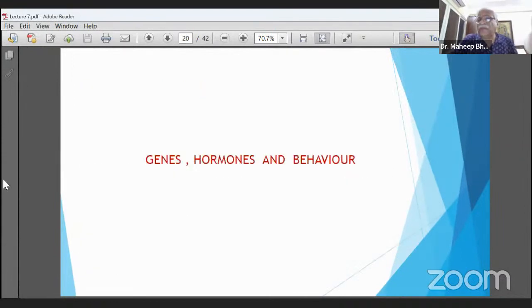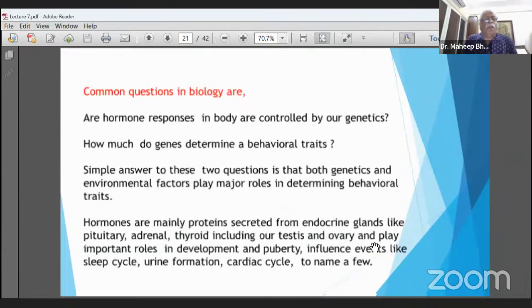Let's go to another part, which is genes, hormones, and behavior. Well, there is a question, and it is a common question in biology. Are hormones produced in our body, or responses in the body, controlled by our genetics?